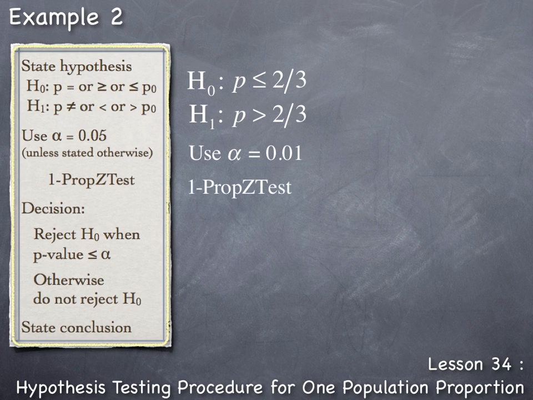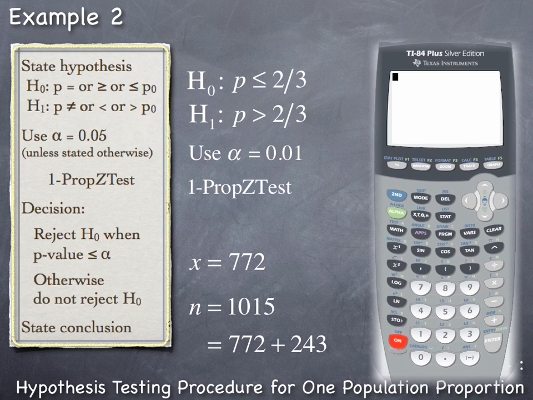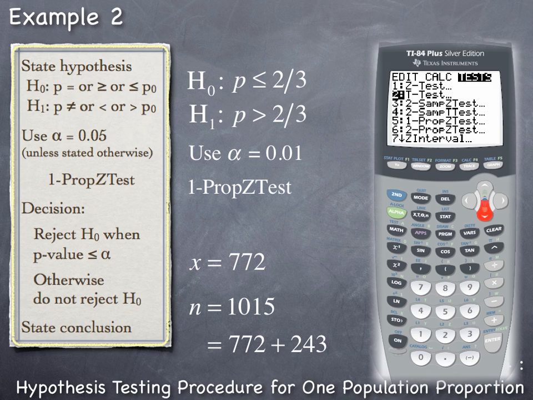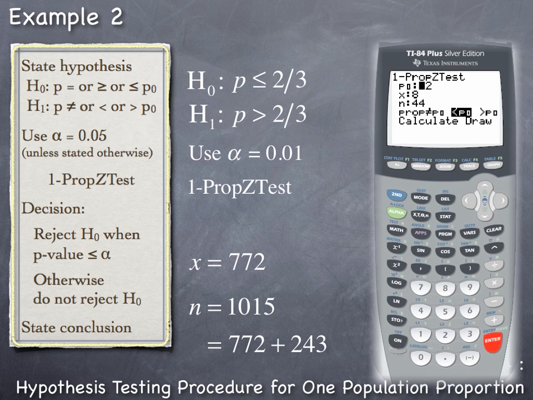Now, the one prop z-test command on the TI-84 calculator can be used to calculate the p-value required to reach our decision. To calculate this result, we need our sample data. In this case, the X equals 772 voters polled who favored campaign finance reform, and N, the total sample size of 1,015 American voters who were polled. So on the TI-84 calculator, we would press Stat to do our statistics, arrow over to the Tests menu, where our hypothesis tests are found, arrow down to the one prop z-test command, press Enter.